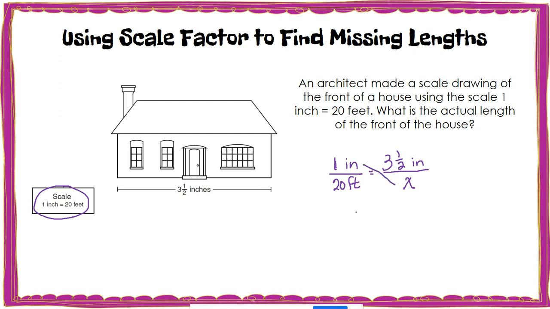1x is 1x, or just x. Then I'm going to multiply 3.5 times 20. Well, 3.5 times 20 is 70. Now, because I multiplied 1 times x and got 1x, I don't even have anything to solve in my equation, and now I know that x equals 70. That means that the actual length of the house is 70 feet.